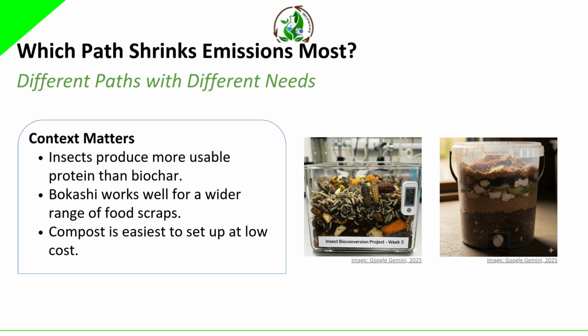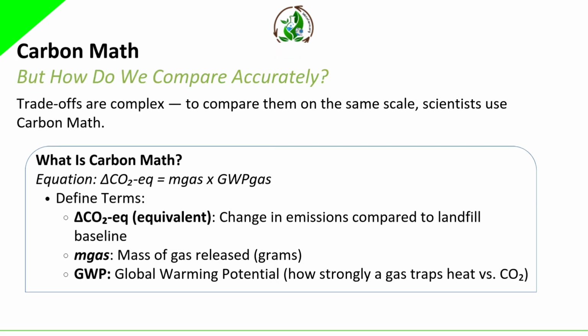Looking at carbon math, not all reductions are equal. Composting cuts emissions by about 80% compared to landfill. Bokashi and insect bioconversion go further. Biochar has the biggest climate impact, turning waste into a long-term carbon vault. But again, high impact doesn't always mean easiest to implement. To compare pathways, we use a common unit, delta CO2 eq.